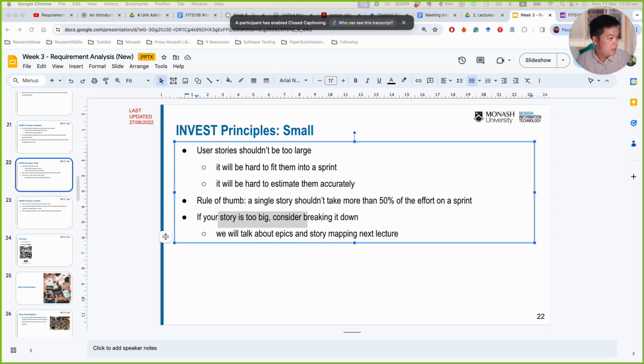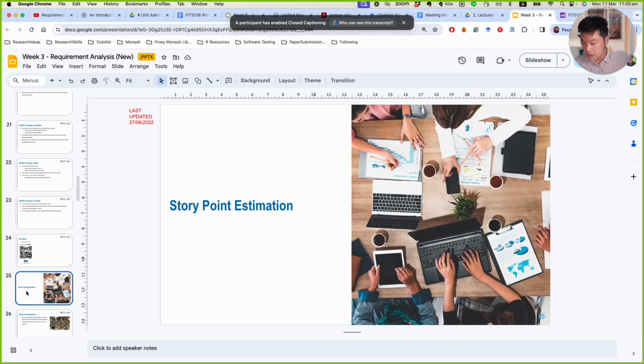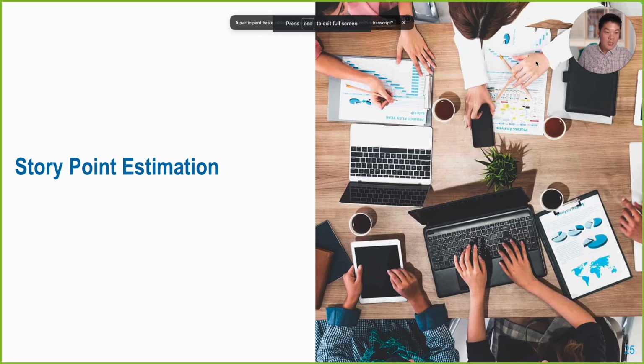All right. I'm going to continue with what is story point estimation. Okay, next, once we understand, one more question. Can you explain "estimable" again?